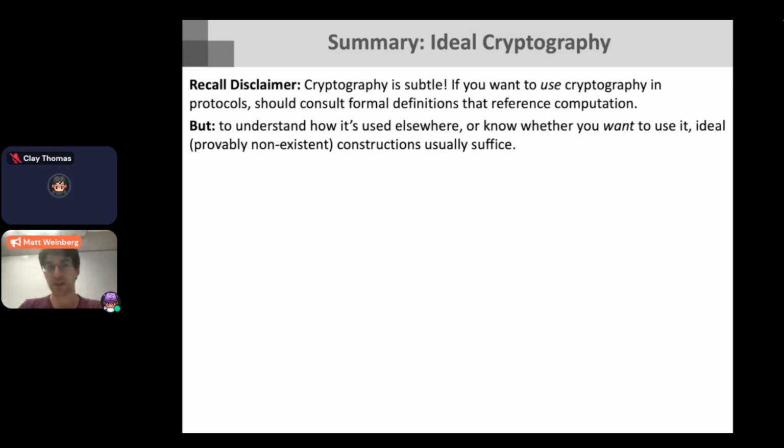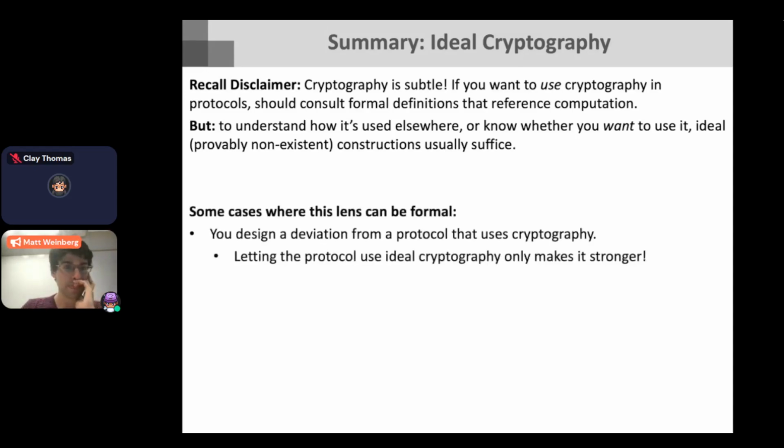And then if you really want to use it, you've got to do the work and either talk to a cryptographer or read the book or something like that. But I think this is fine to know whether you want to use it. And there are actually some cases where this lens can be formal. If you find a protocol that uses cryptography, now you understand it because you understand ideal constructions. And you say, even if the construction had ideal cryptography, I still have a deviation. Well, that just makes your result stronger, because you're letting the protocol have more power. There's nothing informal about that. So if that's your goal, you can do that completely formally.